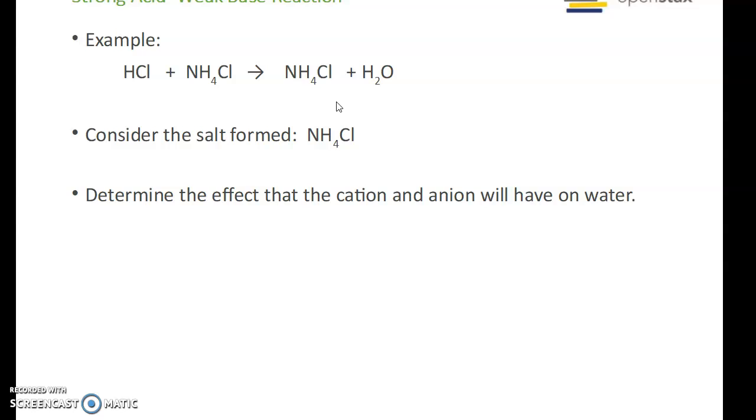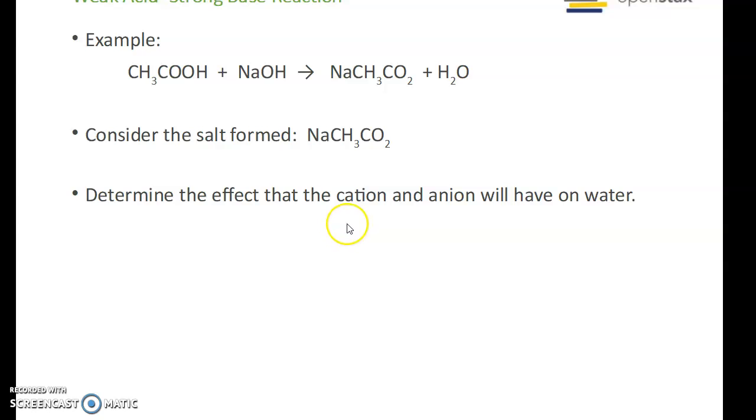This should be NH4OH here, not Cl. This is not correct. This should be NH4OH going to NH4Cl plus H2O, right? But this right here is a salt formed, and it is going to be a weak salt. Here you have a weak acid and a strong base. They did get this one correct.